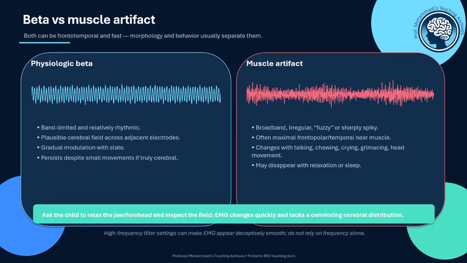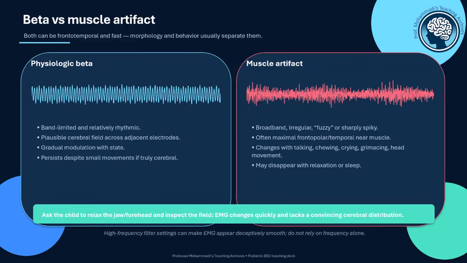Ask the child to relax the forehead and jaw. Observe what happens when the child stops talking, chewing, crying, or grimacing. Muscle artifact often changes immediately or disappears during relaxation and sleep. Also remember that filter settings can make EMG deceptively smooth. Therefore, never diagnose cerebral beta simply because the waveform happens to fall within the beta frequency range.